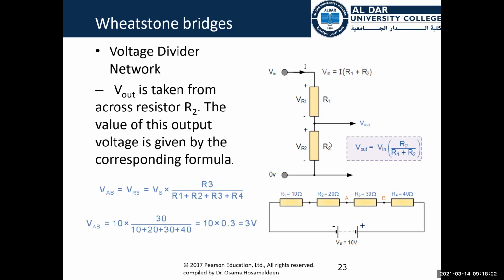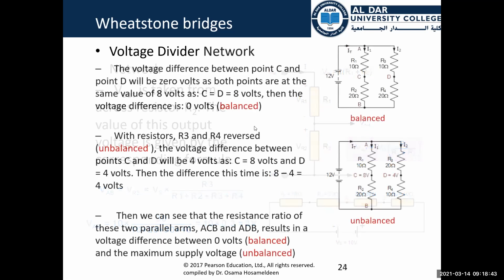The voltage is very easy. Just, according to the value of resistance, we will take more voltage, because the value of resistance is high, so it will take more voltage from the voltage source. Okay, this is the idea. Now we are going to use the voltage divider network to reach the Wheatstone bridge.